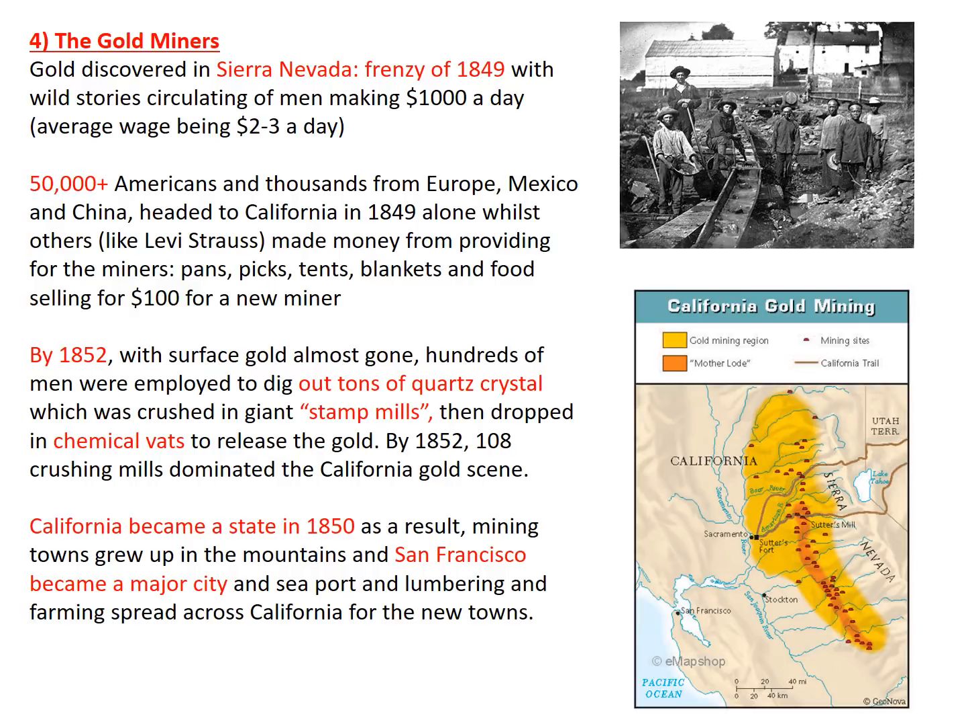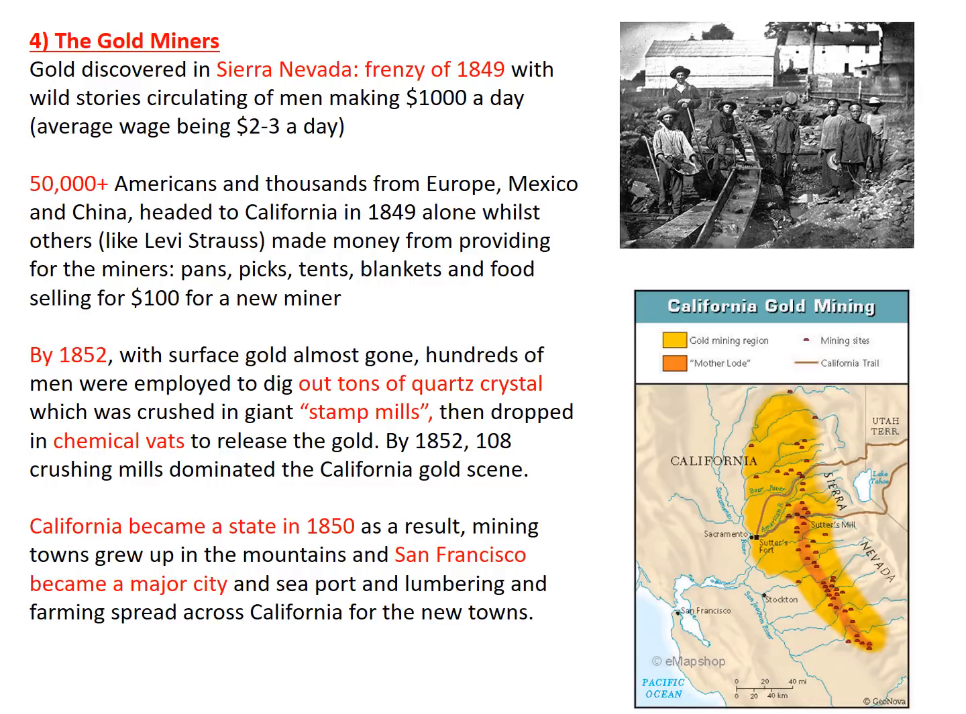Gold would change everything in this area. So we have gold discovered in the Sierra Nevada, near to California, leading to the Forty-Niners of 1849. Wild stories of men making $1,000 a day, with an average wage of only $2 to $3. 50,000 Americans, and thousands from Europe and Mexico, travelled to the area. We also have many people making money from the miners, providing pans, picks, tents, blankets, and food. $100 for a new miner, that would be the average cost that they would expect.